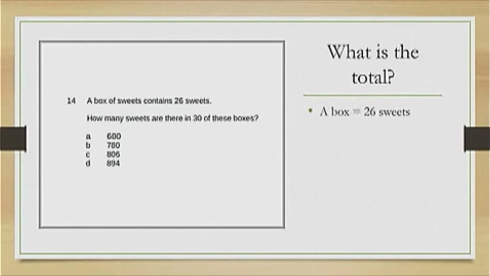Information that's given from the question. One box has how many sweets? 26. Excellent. And we now have 30 of those boxes. So to determine the total, we'd multiply the 26 sweets in each box by the number of boxes we have. 26 multiplied by 30 gives us 780 sweets. Great job.